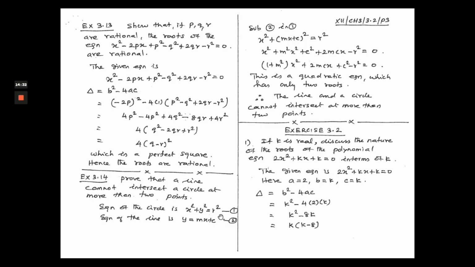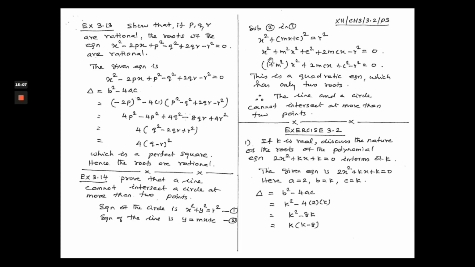Look, substitute 2 in 1. Where there is y, put mx plus c. Then x squared plus (mx + c) whole squared is equal to r squared. So x squared plus (mx + c) whole squared is m squared x squared plus c squared plus 2mxc, minus r squared is equal to 0. The r squared on the left side, minus r squared is equal to 0.